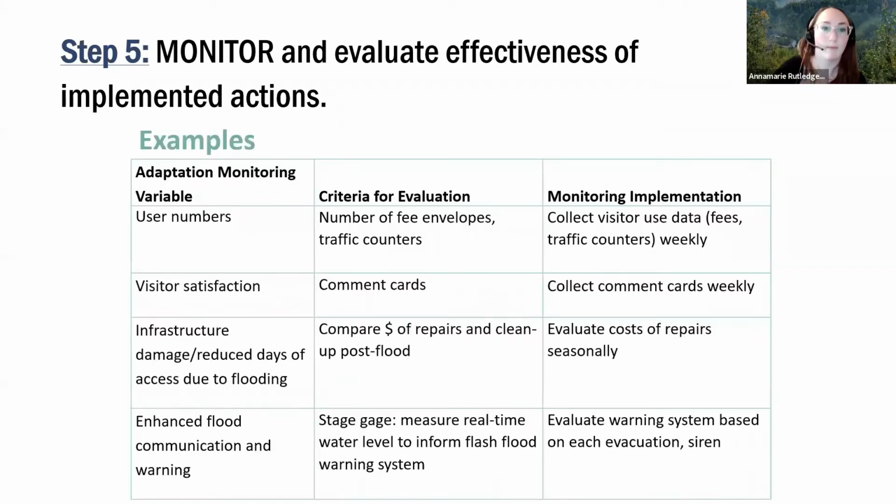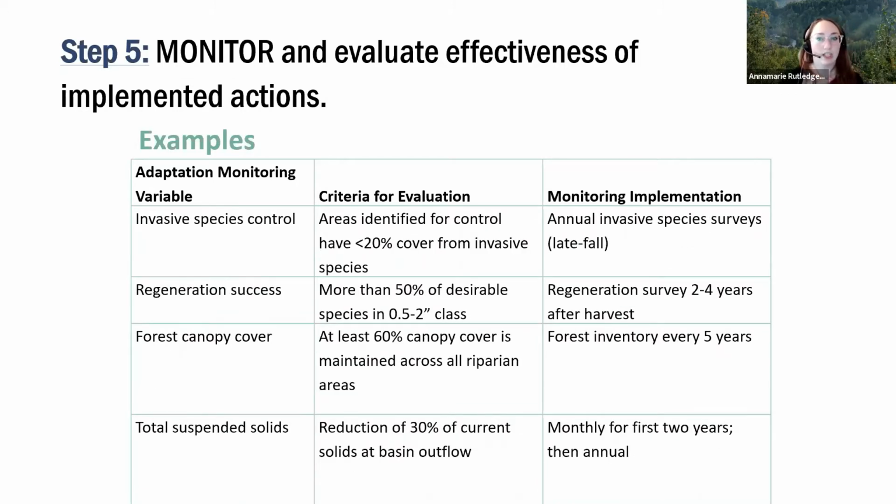So here's an example of putting this all together using all the examples I just went through. So just going through the first row here, the adaptation monitoring variable is user numbers. The criteria for evaluation is the number of fee envelopes and traffic counters. And the monitoring implementation is to collect these data weekly. And then another example would be looking at infrastructure damage and the reduced days of access due to flooding. The criteria is to compare the cost of repairs and cleanup post-flood, and the team plans to evaluate the cost of repairs seasonally.